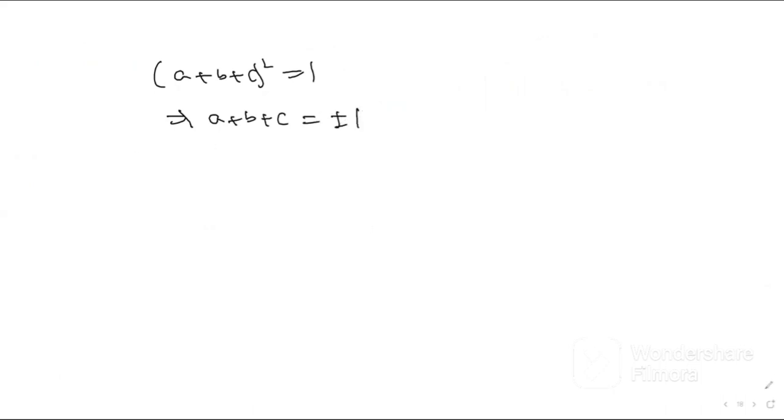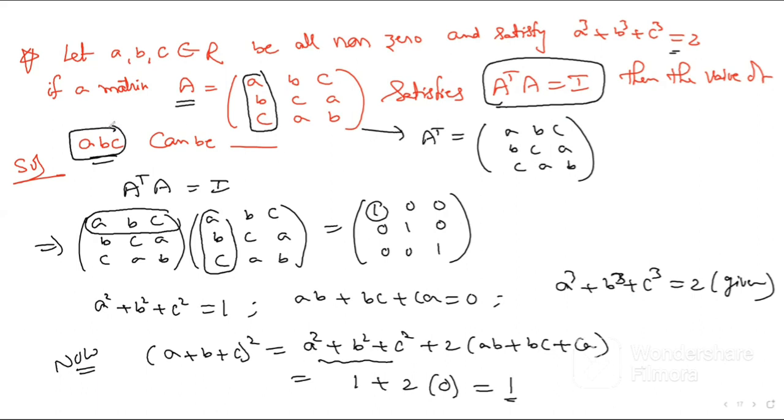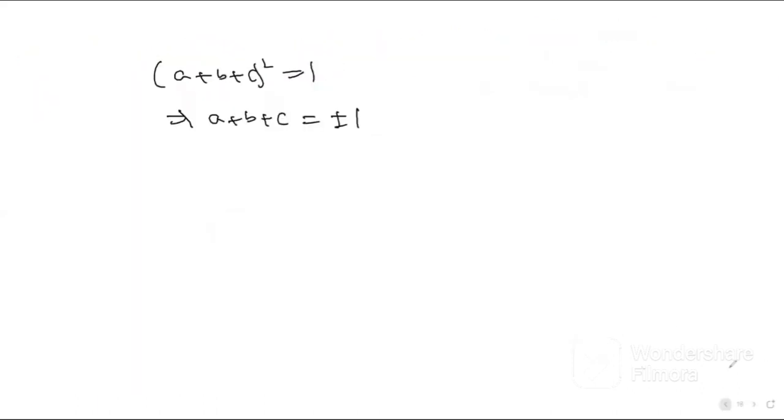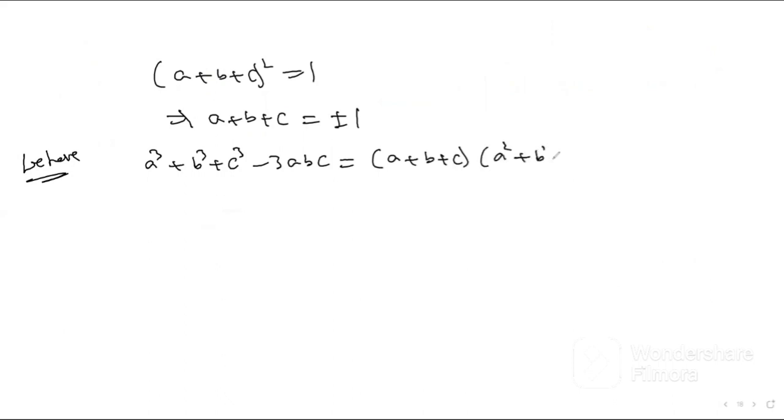But what is required here? The value of ABC is required. From the statement, one more condition is given: A cube plus B cube plus C cube is equal to 2. We have one formula: A cube plus B cube plus C cube minus 3ABC is equal to A plus B plus C into A square plus B square plus C square minus AB minus BC minus CA. The value of A cube plus B cube plus C cube from the statement is 2, minus 3ABC.